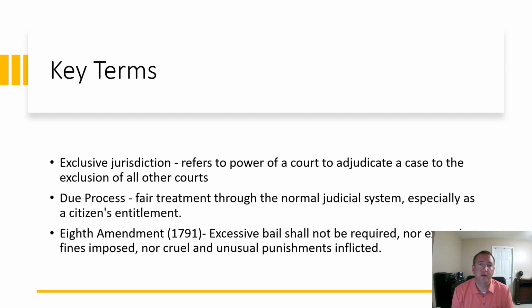Due process is basically just the fair treatment through the normal judicial system. And then the Eighth Amendment, which deals with cruel and unusual punishment. This was ratified in 1791 as part of the Bill of Rights, so this dates back more than two centuries ago. We're going to discuss the meaning of the word cruel. That's a very subjective and vague term to use in the Constitution, so we're going to review how that word should be interpreted.